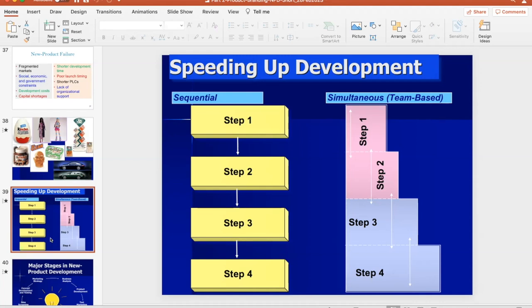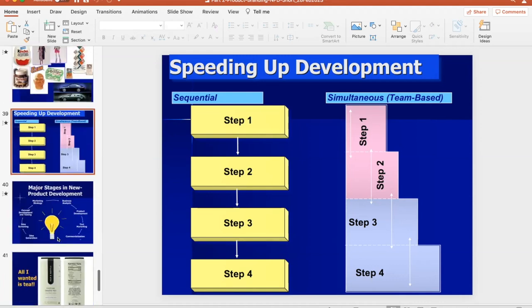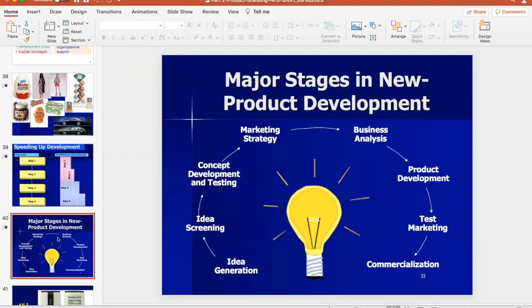But the team-based method works better when you have a big company, because obviously if you have 3 people, let's say, in each one of the groups, therefore you're going to have 12 people involved in this, and there's not too many companies that can afford to have that many people in each one of the stages.